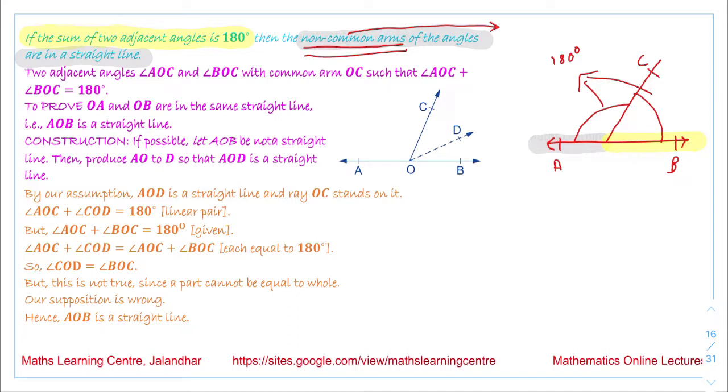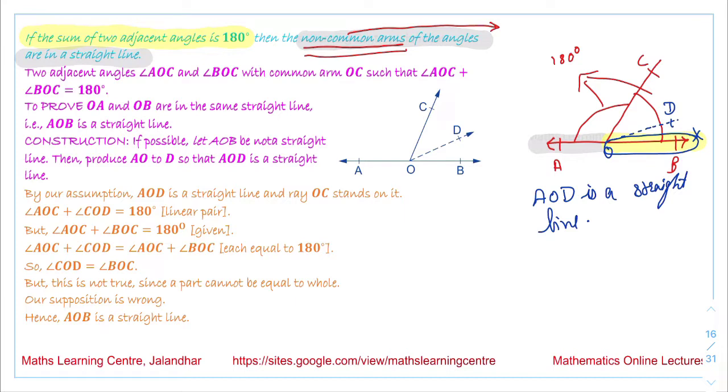So we are going to do some construction, and we say we extend this OA to some point D such that AOD is a straight line. Why? Because we have supposed that this AOB is not a straight line. So we are saying we can construct OD such that AOD is a straight line.